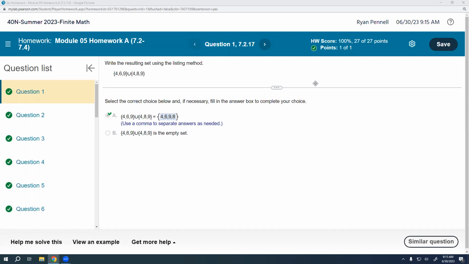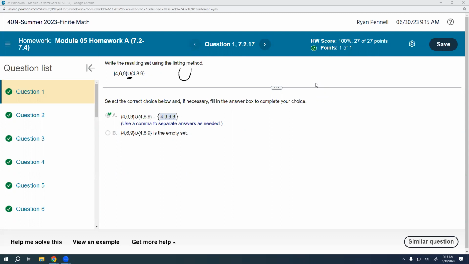Let's look at some problems from Module 5A. And this is the first problem. It says, write the resulting set using the listing method. And then we are going to take a look at this part right here. So what does that symbol mean?